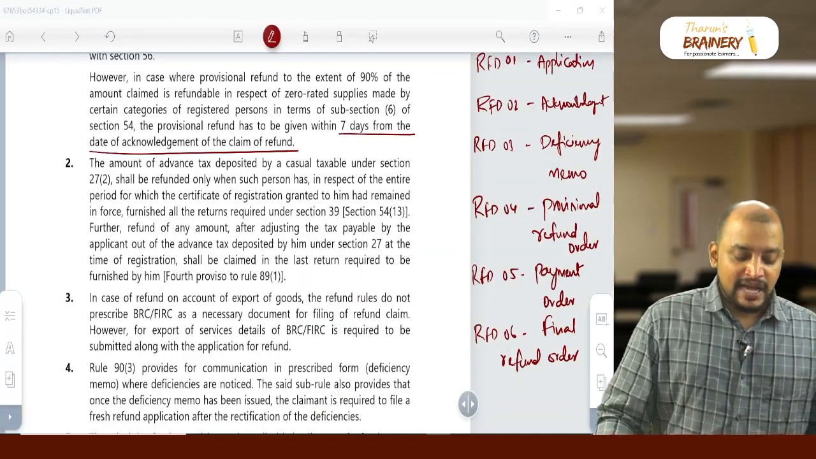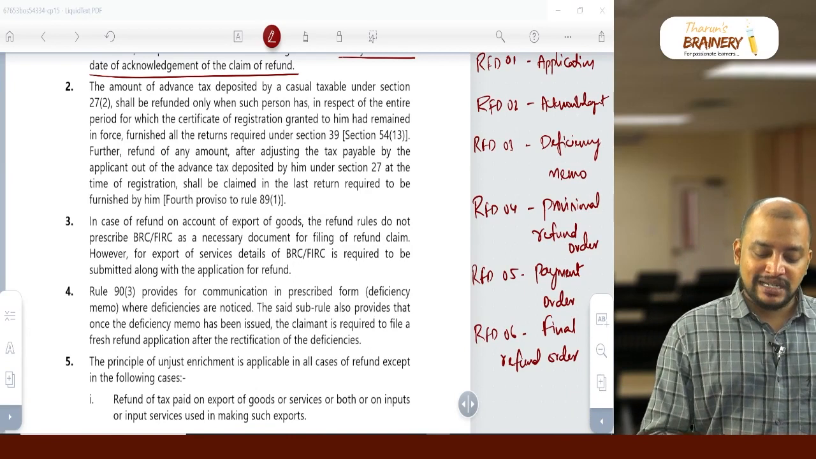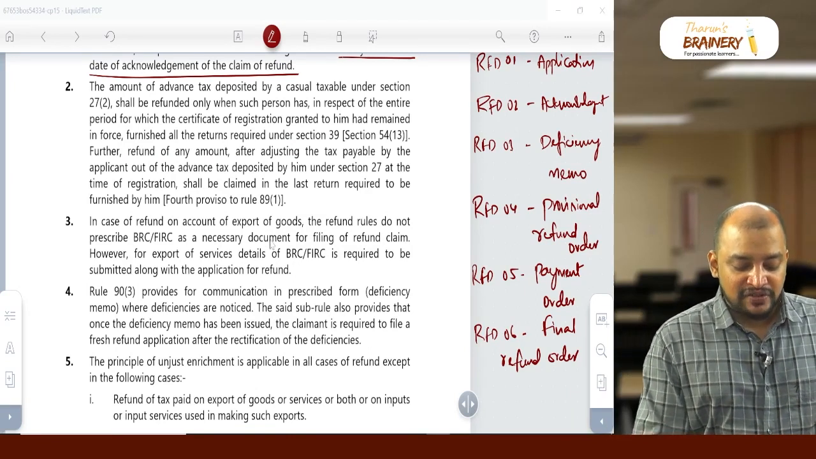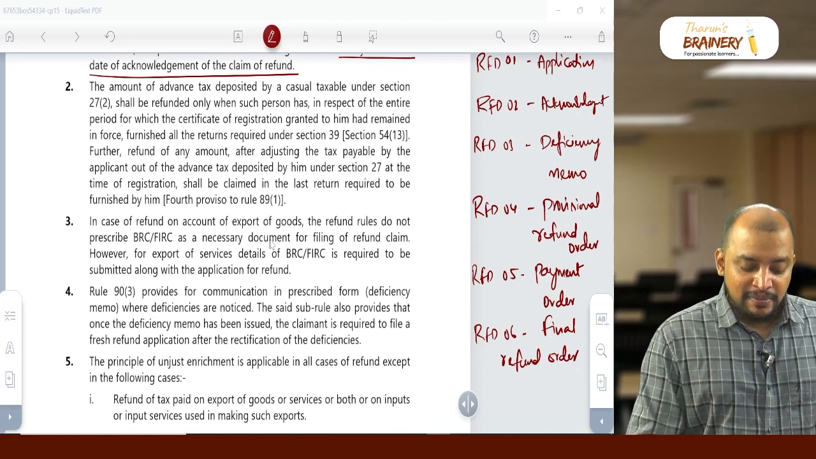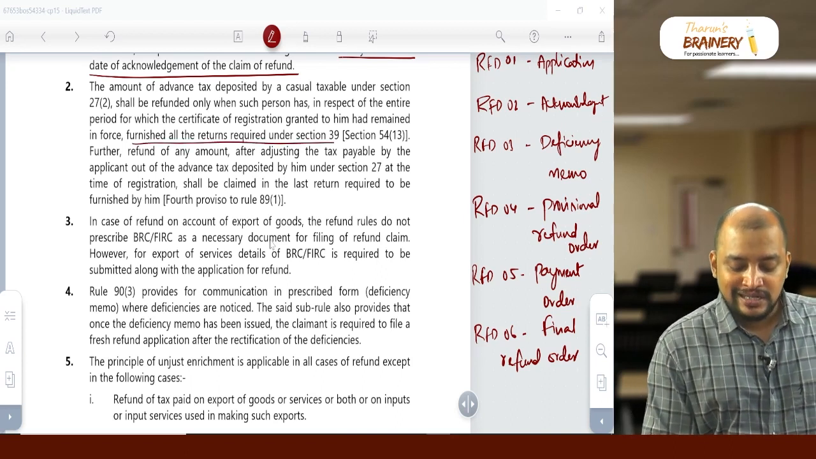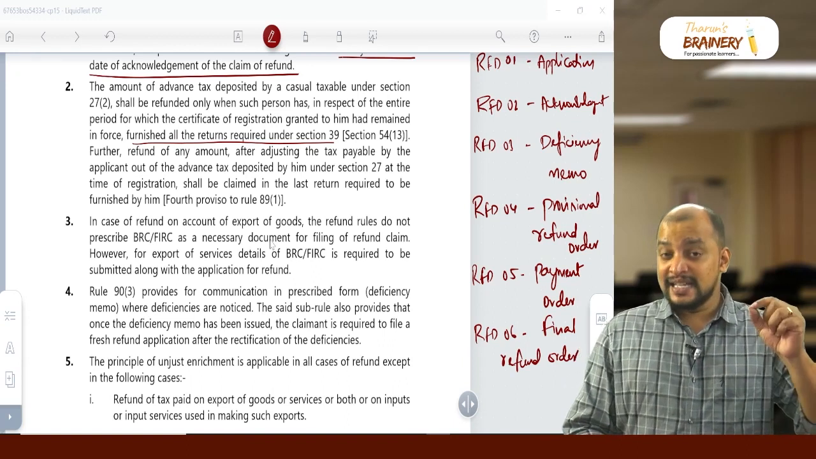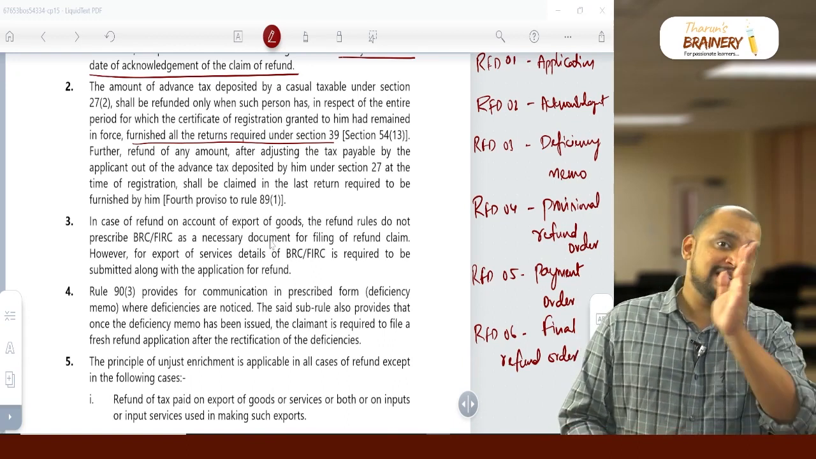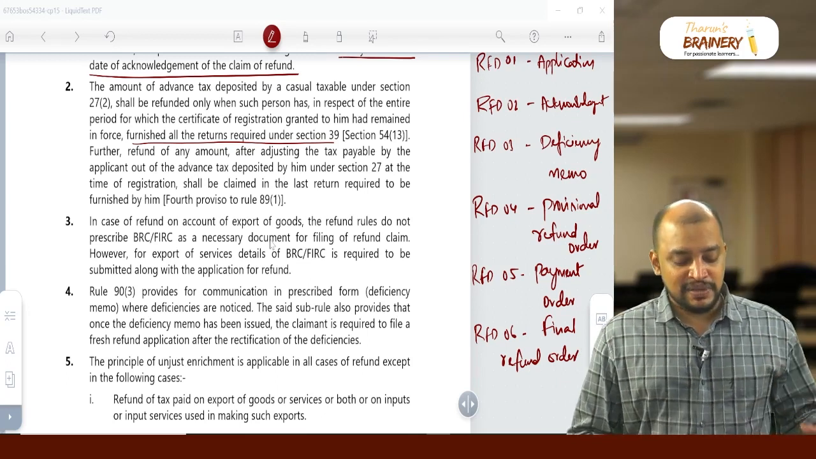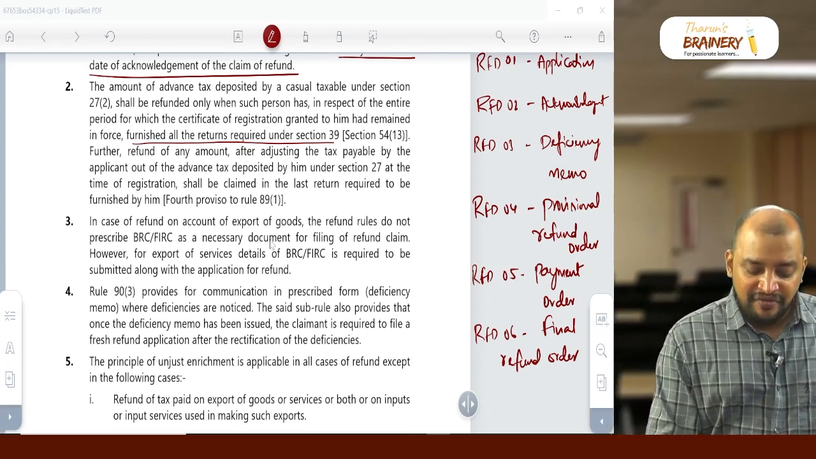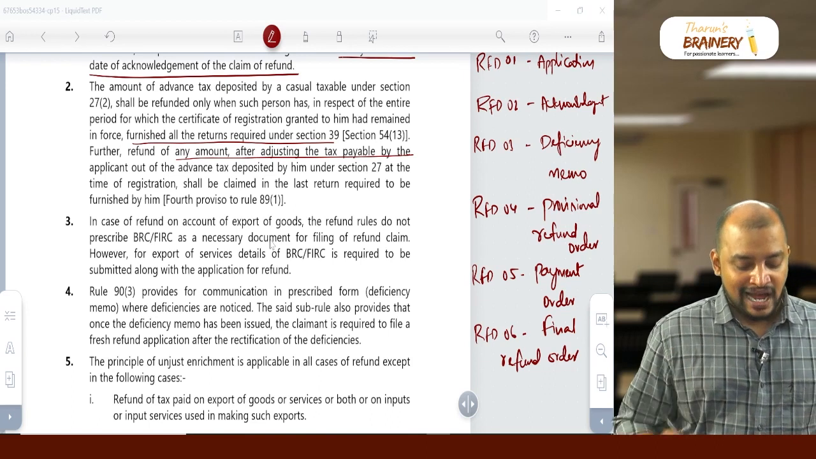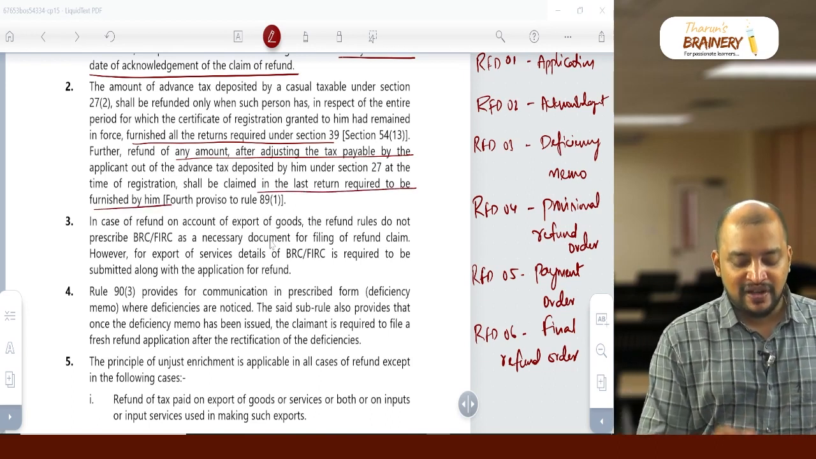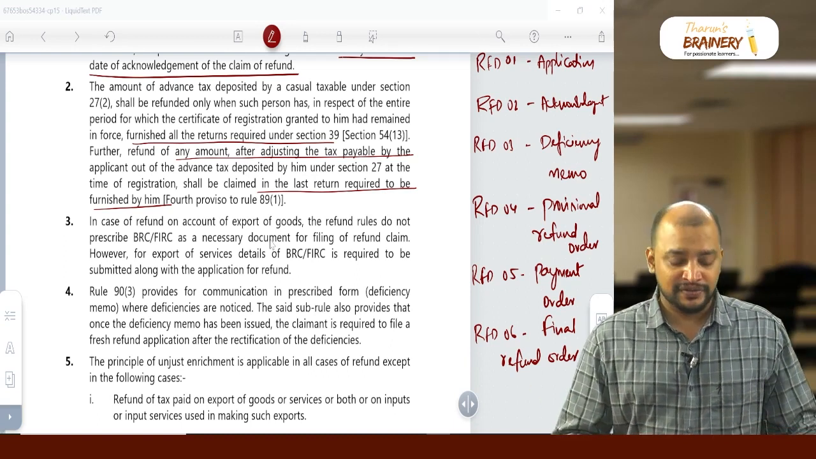The amount of advance tax deposited by a CTP shall be refunded only when such person, in respect of the entire period the registration remained in force, has furnished all the returns required under section 39. Yes, a CTP will be filing GSTR 1 and GSTR 3B returns only. And refund of any amount after adjusting the tax shall be claimed in the last return required to be furnished by them. So they can get the refund of that.